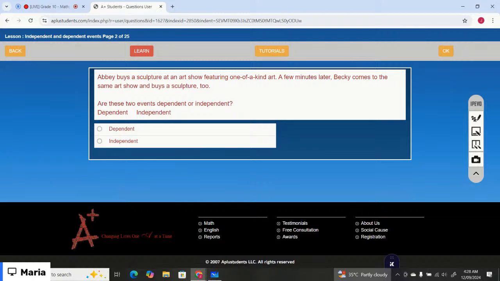So that is a one of a kind art, right? So they are independent events. Dependent events, they are, because the sculpture Abe picks is not available for Becky to pick, right? So if Abe comes first, he has five sculptures. He sells one sculpture to Abe, but for Becky he now has four sculptures, right? So they are dependent events.